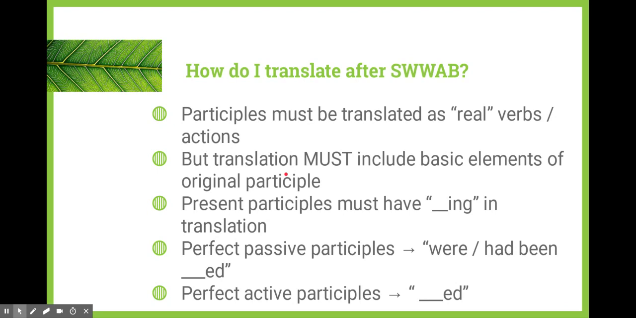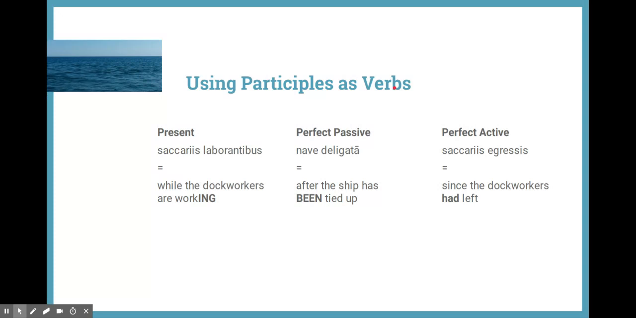Either way, no matter how the participle gets translated, the noun that's in the ablative absolute phrase will get translated first because that's the subject of the participle, in the same way that in a cum clause, you had a subject of the subjunctive verb. So this is the difference between how to use the various types of participles in an ablative absolute phrase.